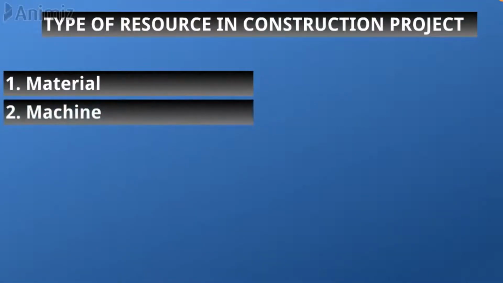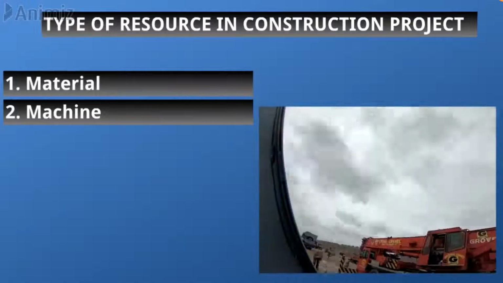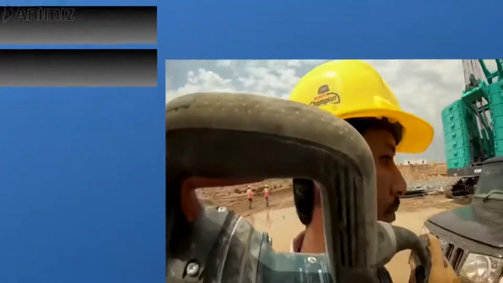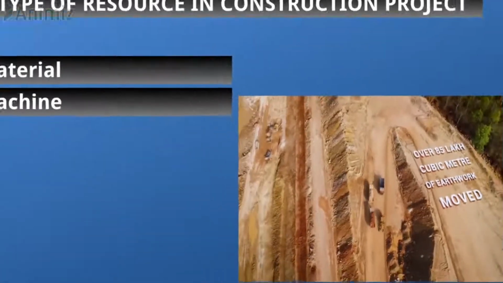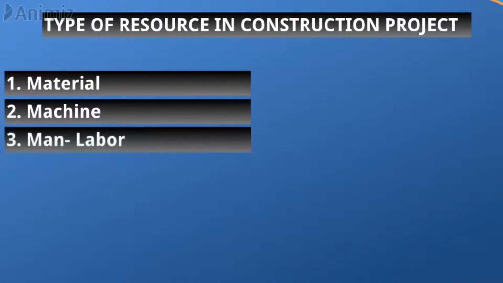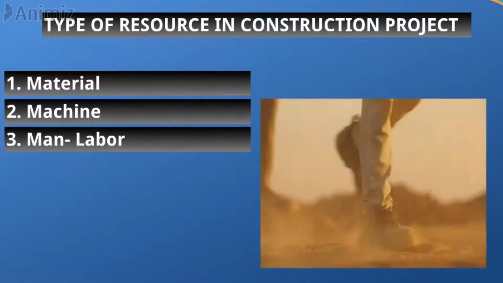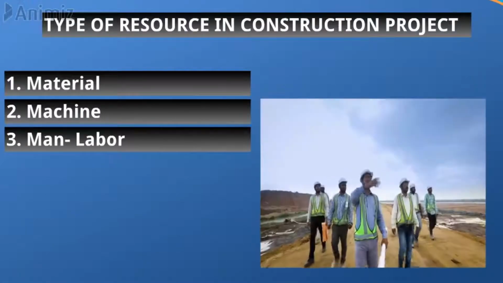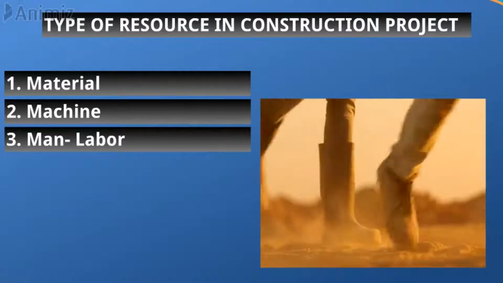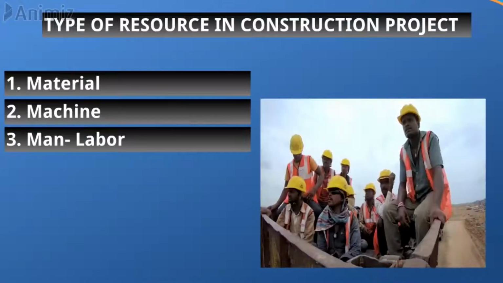The second category of resource is the machinery, which is used for the execution work. They have their operating charges and various other indirect charges. And the third category is the man or the labor, which is the most important category of resource directly required to execute the work at site.